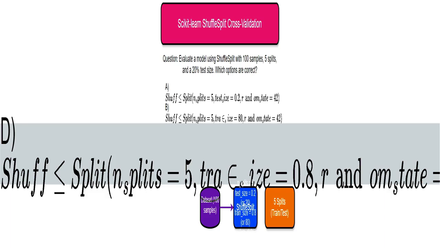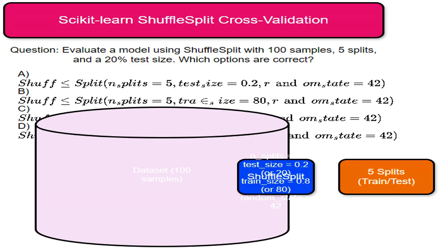This is the Sklearn function I am using. It's a cross-validation iterator. It helps to create multiple training and testing splits of my dataset. Each split will have a portion for training the model and another for testing it. These are the key settings for ShuffleSplit.